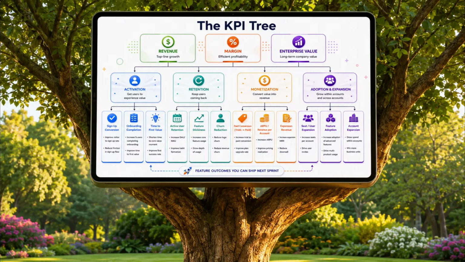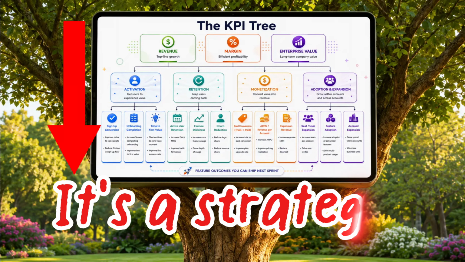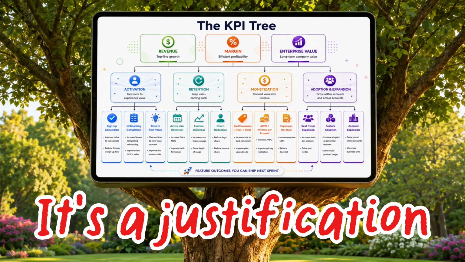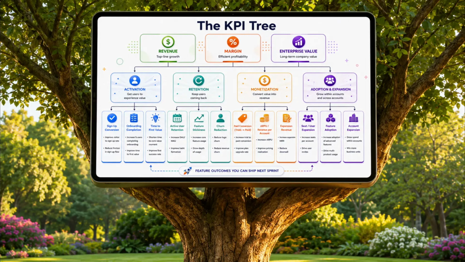This is a KPI tree. It's a hierarchy that takes the three numbers your board cares about, revenue, margin, and enterprise value, and breaks them down into the levers a product team can actually pull. Read it top to bottom, and it's a strategy. Read it bottom to top, and it's a justification for every line item on your roadmap.